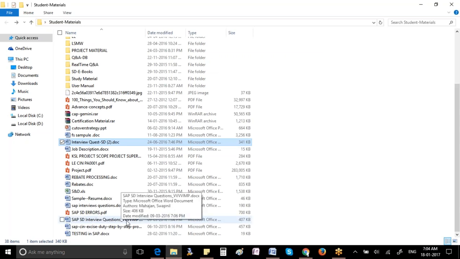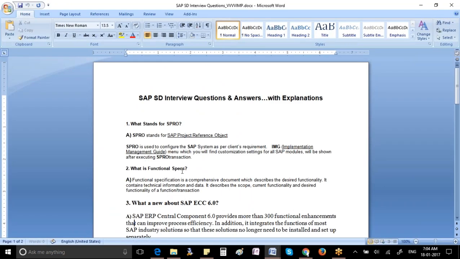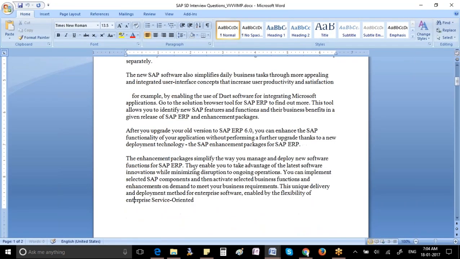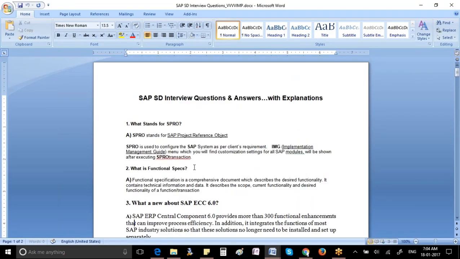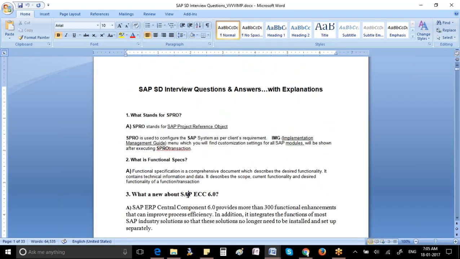You see, the document itself says very important document. The same thing here, you have question and answers. If you don't know the concept, you definitely cannot answer these. So what are the functional specifications? If you don't know, what will you explain? And if you don't know what is new about ECC 6, you can expect this kind of question.